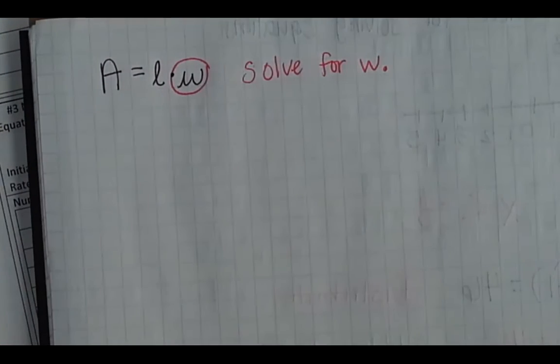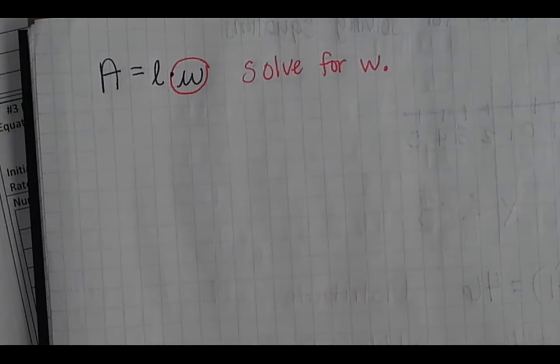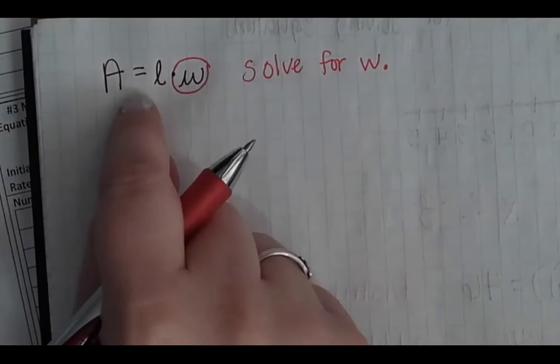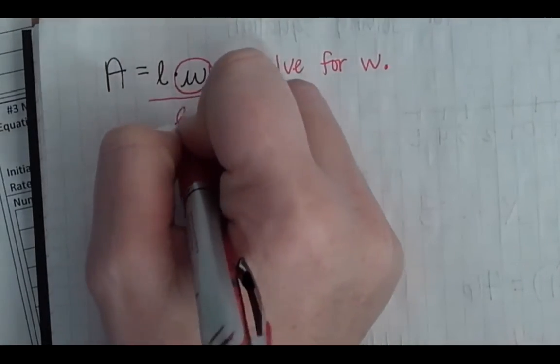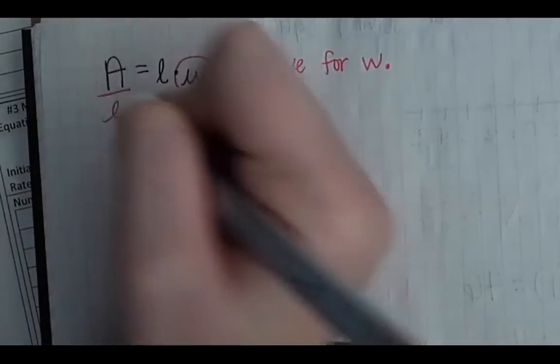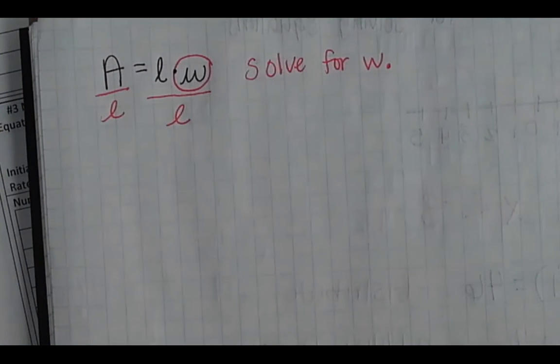So how would I get rid of the length? It's not a number, but it's the same concept as if it was just a 7 or a 12 or a 2. Would I subtract? Divide it. You have to divide because right now it's multiply. So what's the opposite of multiply? Divide. So I would divide by L.